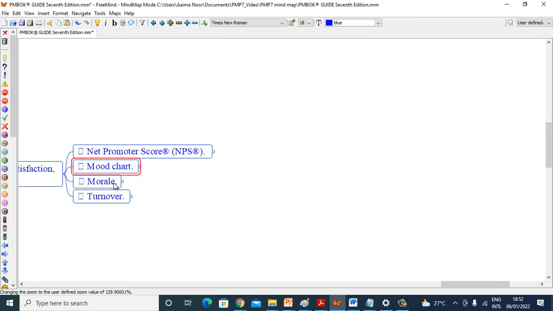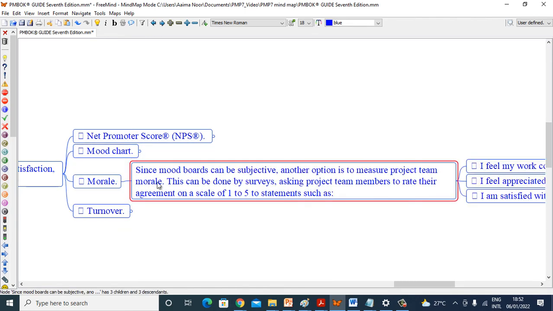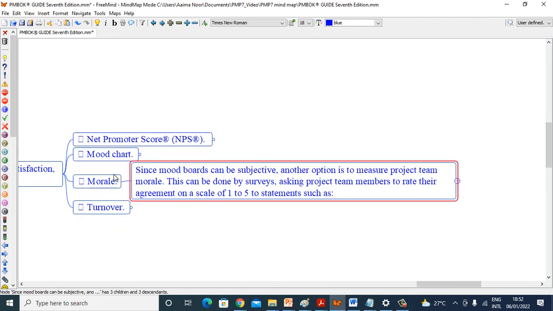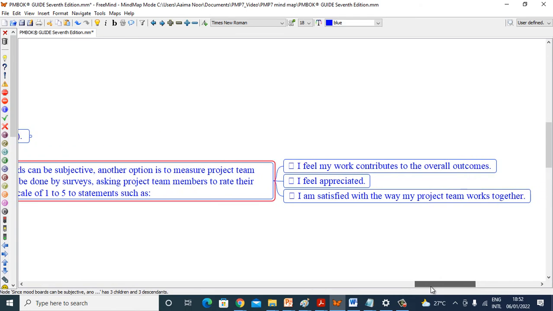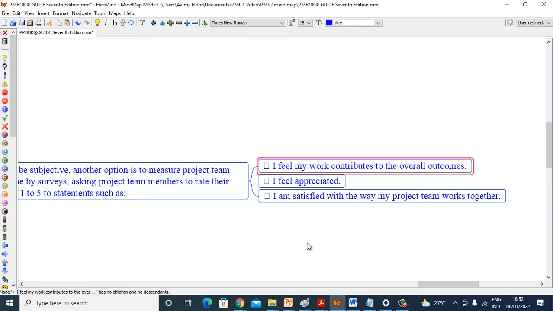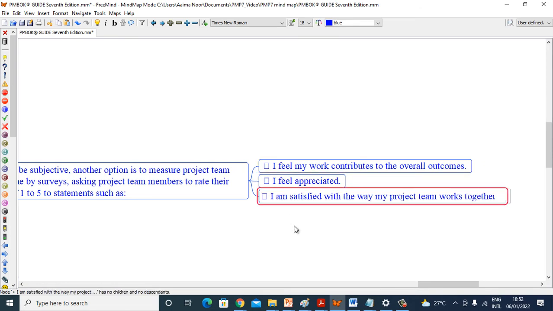Now I'll go to next, morale. Since mood charts can be subjective, another option is to measure project team morale. This can be done by surveys asking the project team members to relate their agreement on a scale of 1 to 5 with statements such as: I feel my work contributes to overall outcomes. I feel appreciated. I am satisfied with the way my project team works together.